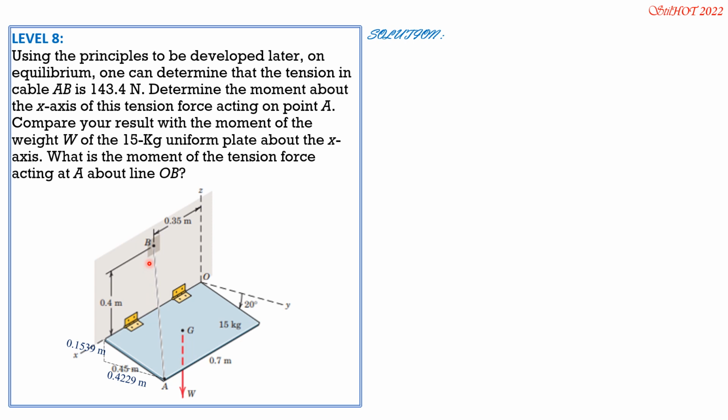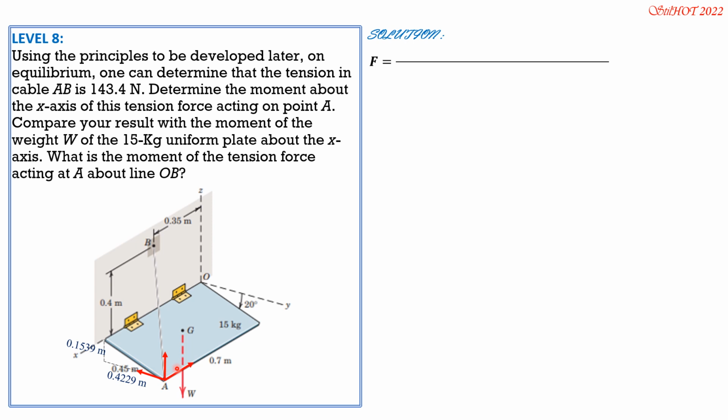Therefore, in vector form, the force with magnitude 140.4 is directed from A to B. So along X, you go backward 0.35 because that's also 0.35. Half of 0.7 is 0.35. Then going to the left, opposite to the Y is 0.4229 negative. So this is negative 0.35I, negative 0.4229J, then up by 0.1539 plus 0.4, so 0.5539K.